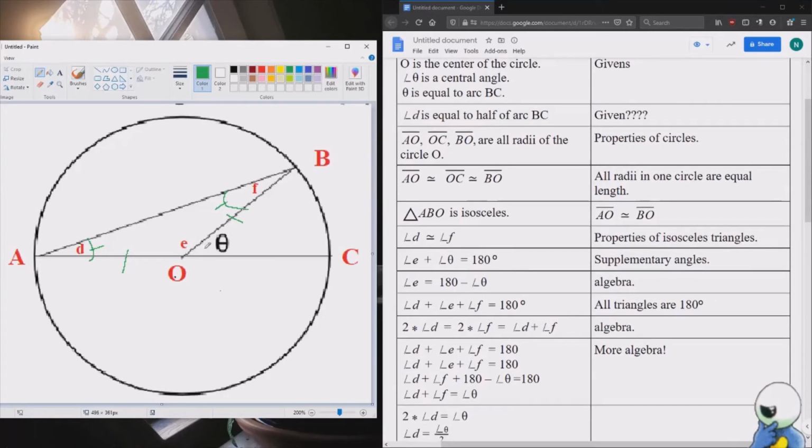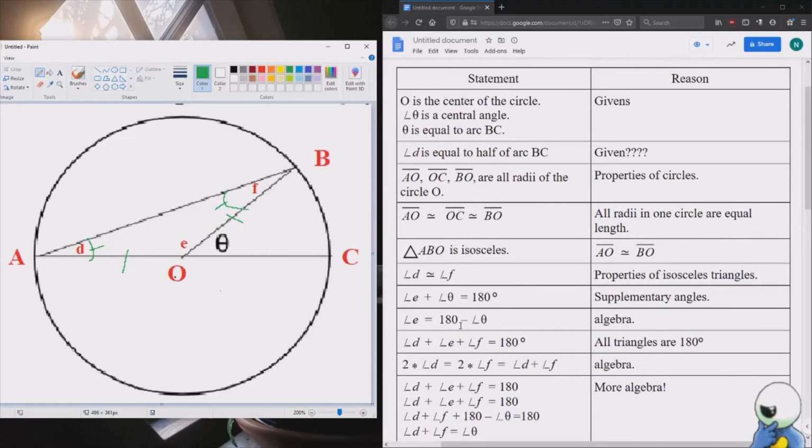What else do we know? Well, we know these two, since they make up a line, must be supplementary angles. So that means they're equal to 180. I like to rearrange that real quickly for a fact we're going to use later. If we subtract theta from this side, we get angle E is equal to 180 minus theta. That'll come in handy later.